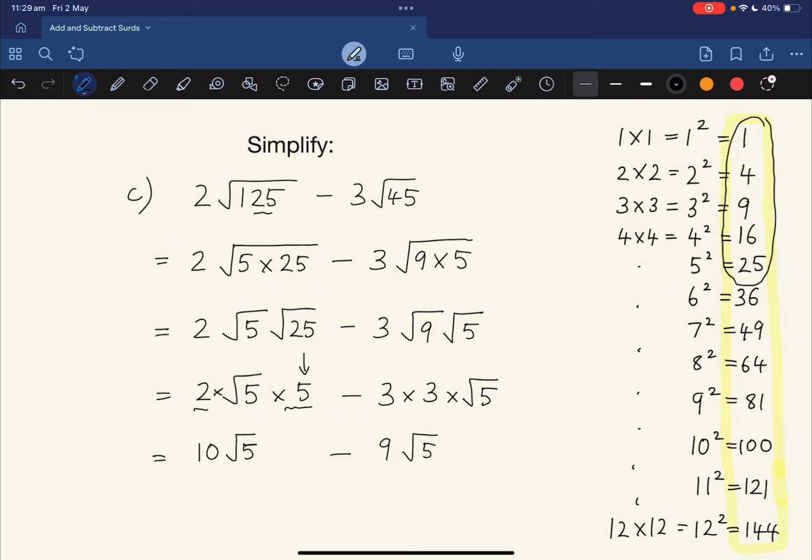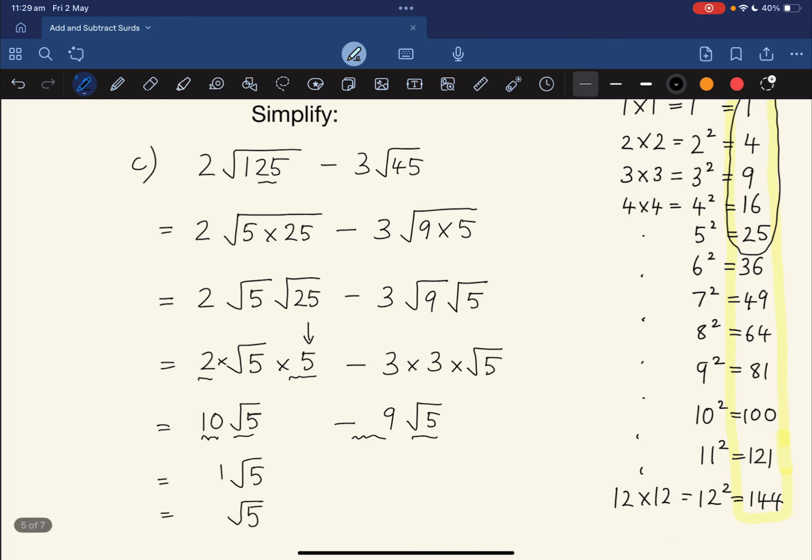Have we made it as simple as we can? No, because there's like terms. So let's do that. We're just going to put down root 5, like terms. And then those numbers out the front, 10 take 9 is 1. And we can write it without that 1. We don't need it.